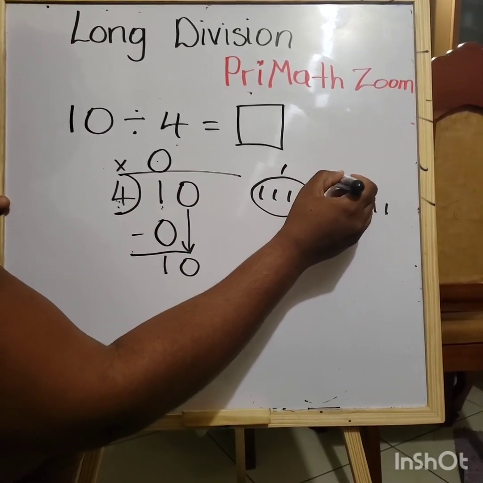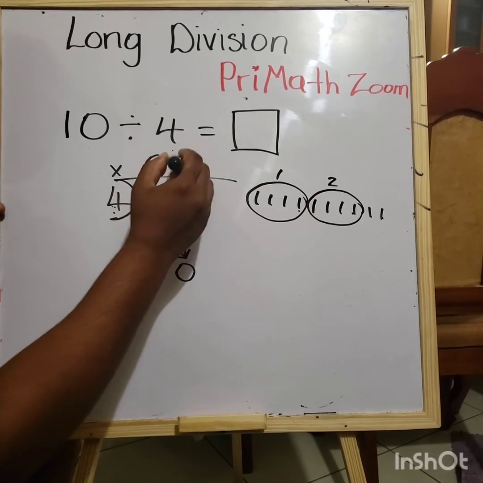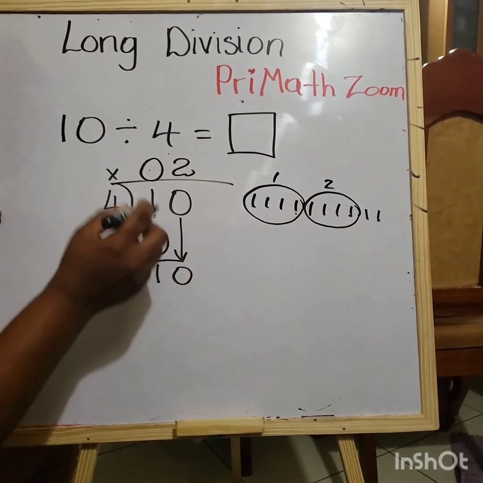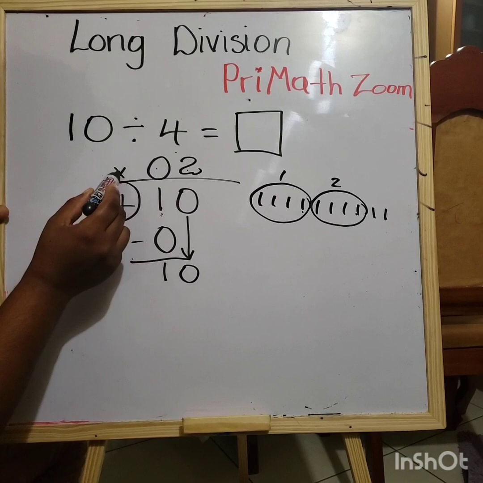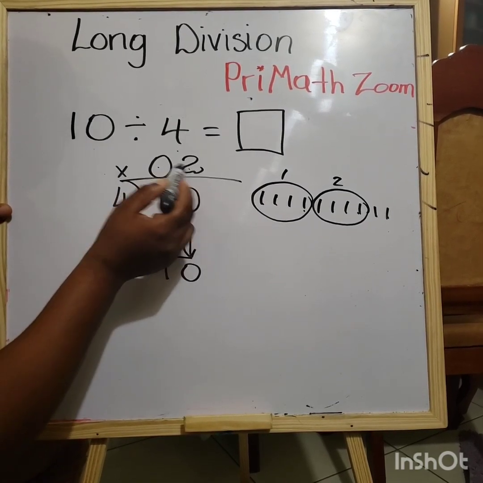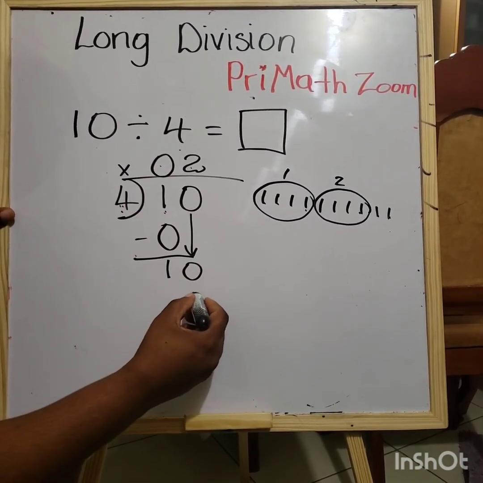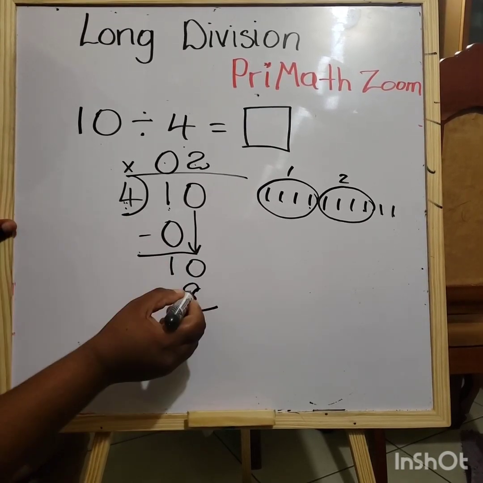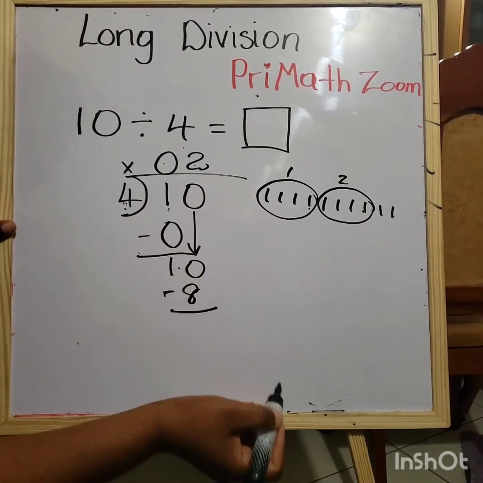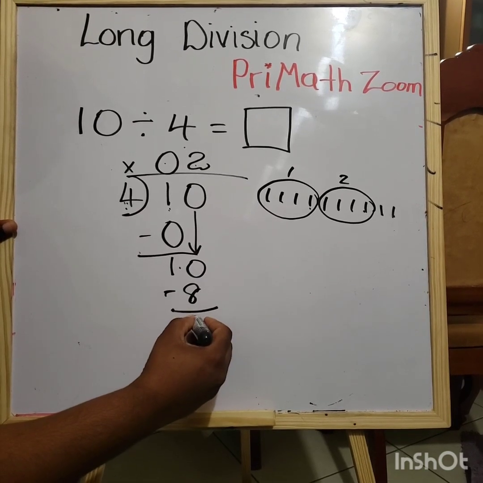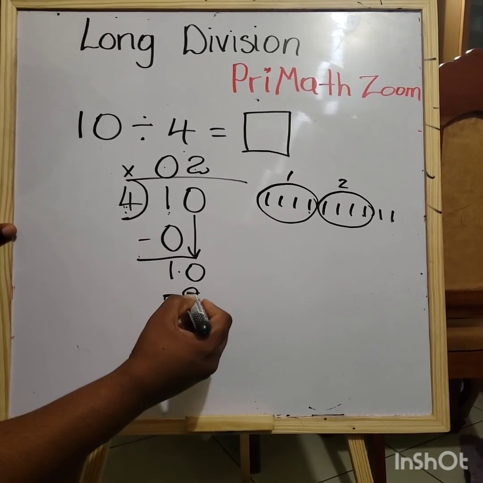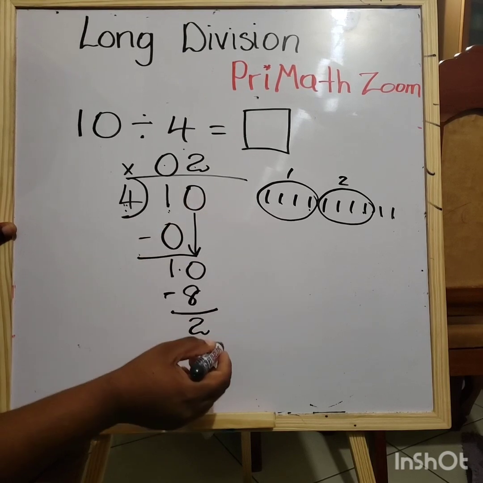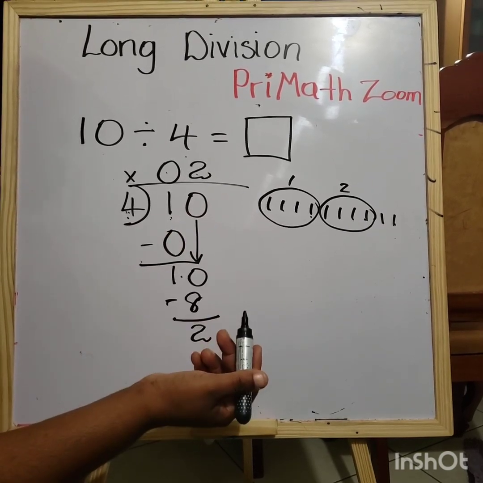So we have 2 groups of 4. So we're going to put our 2 here. Then as we write our 2 here, we're going to multiply by our divisor. 2 multiplied by 4 gives us 8. And always subtract. 8 from 10 will give us a difference of 2. All right, there is nothing more to bring down. So what are we now going to do here?